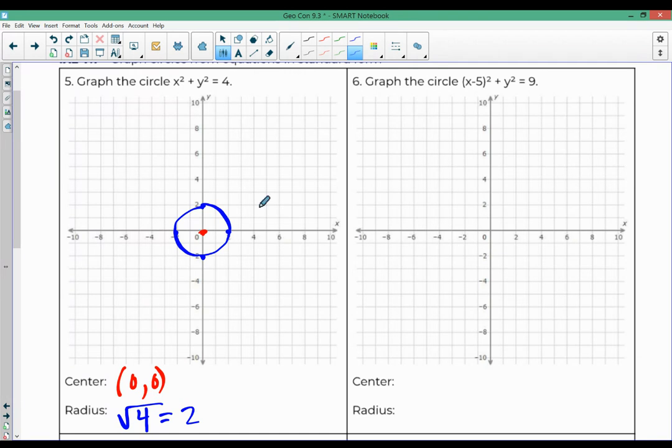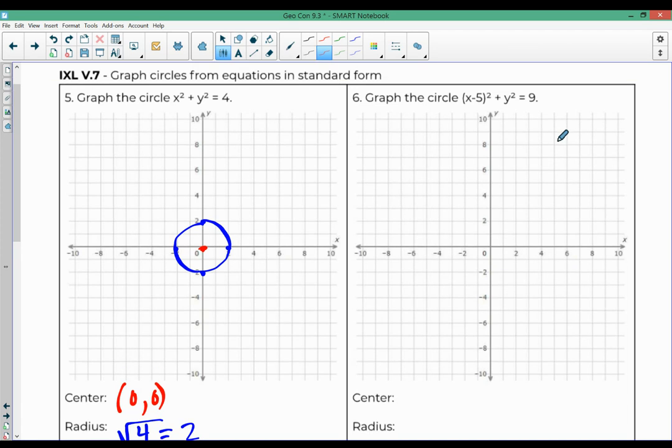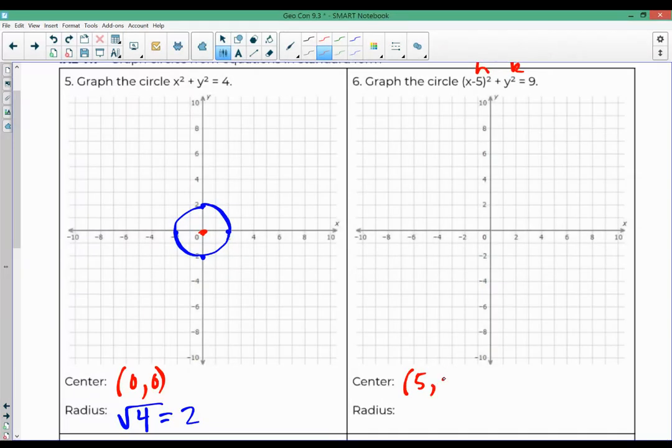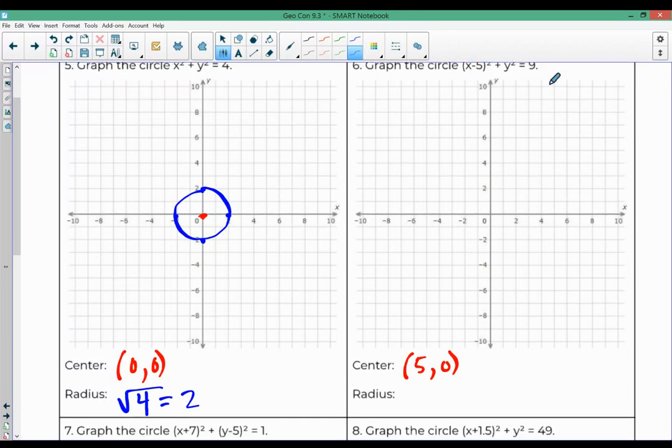Now we want to graph the circle x minus 5 squared plus y squared equals 9. The center is h, k. Here h is 5 and k is 0 because we're not adding anything there. And then the radius is the square root of 9, which is 3.